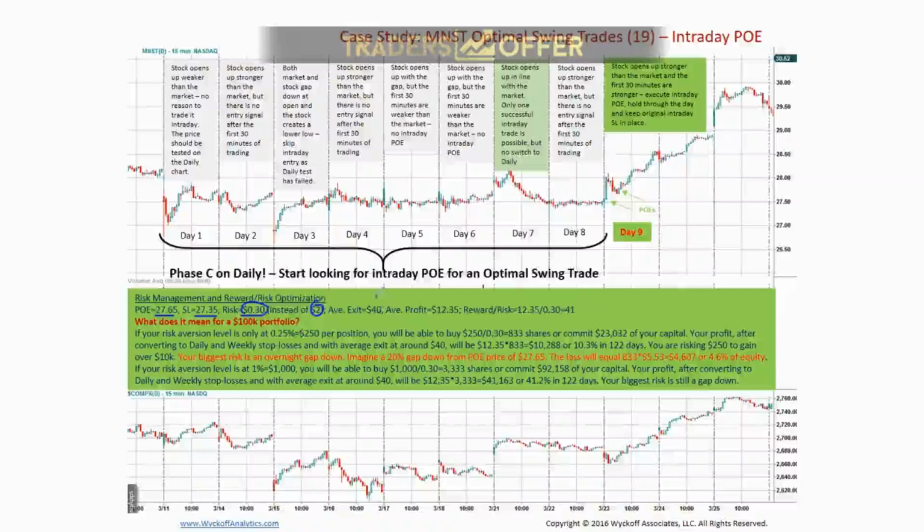So what does it mean? If the average exit is $40, I'm sorry, then the average profit is going to be $12.35. We're having an astronomical average risk to reward ratio. So on a single unit of risk, which is 30 cents, we are making quite a considerable number of units of profit. We are making 41 units of profit on a 30 cent stop loss.